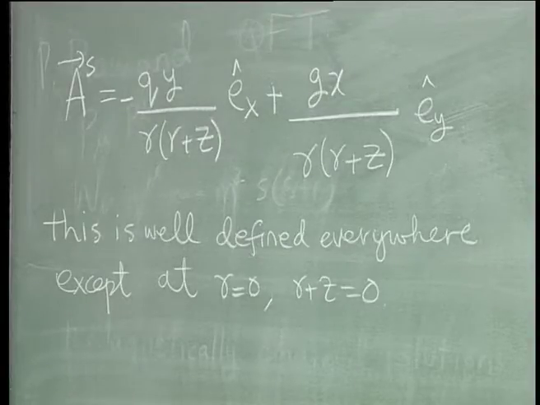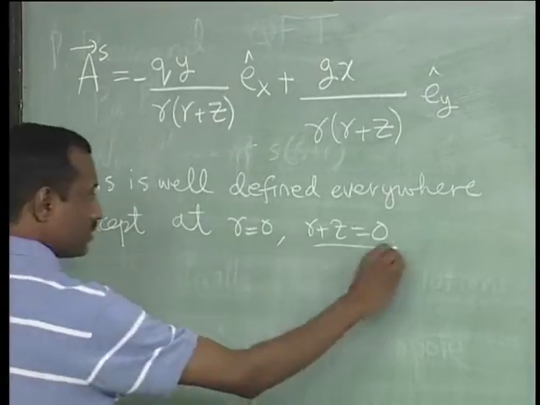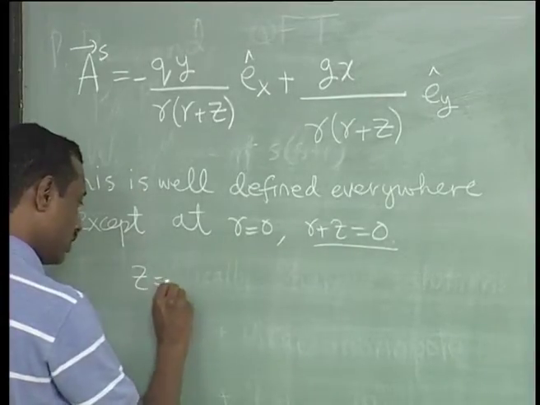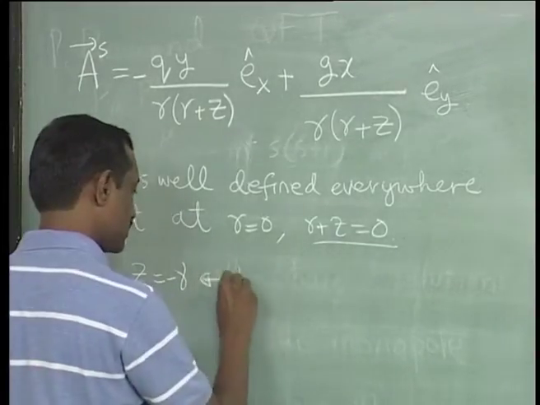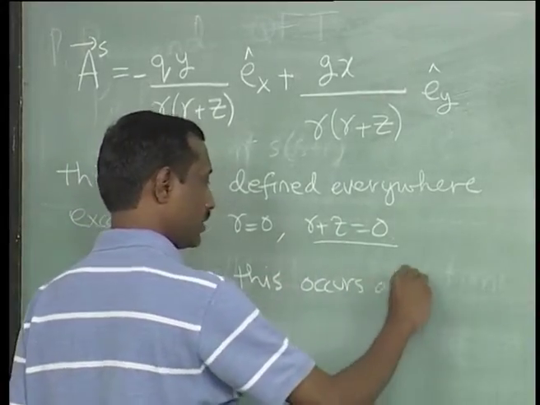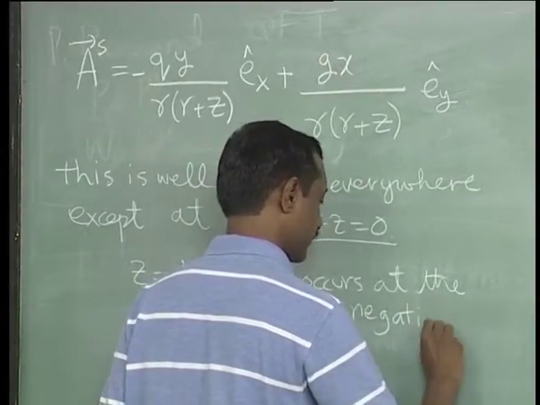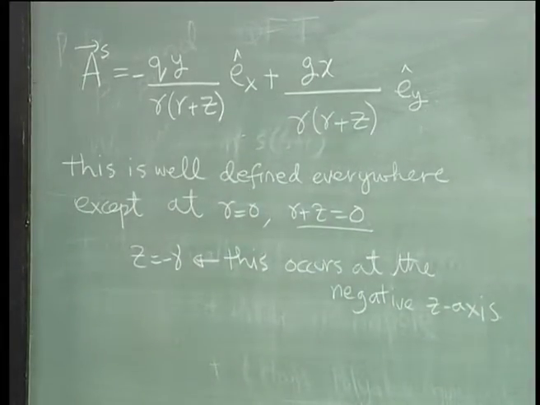r equal to 0 is the origin, but we can live with that. We said we will delete that point, but this other one is more important. It blows up here, so this is z equal to minus r. When does this happen? That is, this occurs at the negative z axis, which is x equal to 0, y equal to 0.